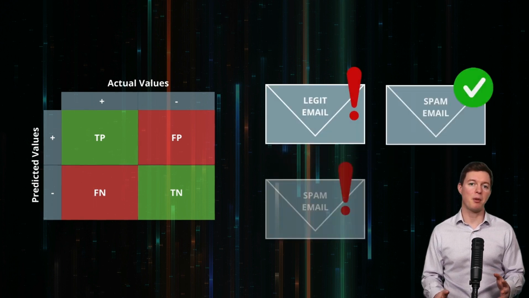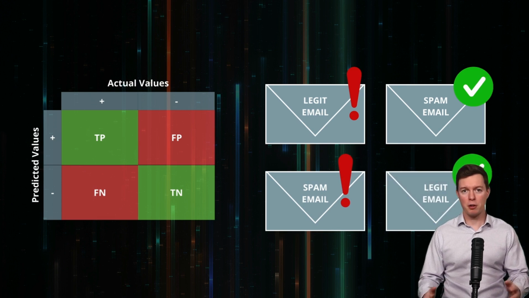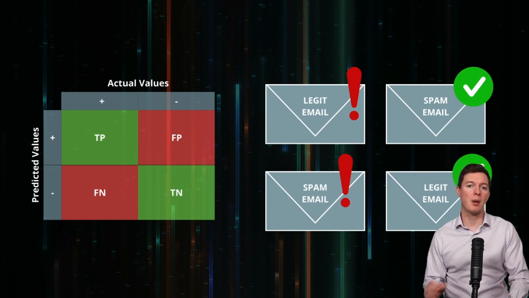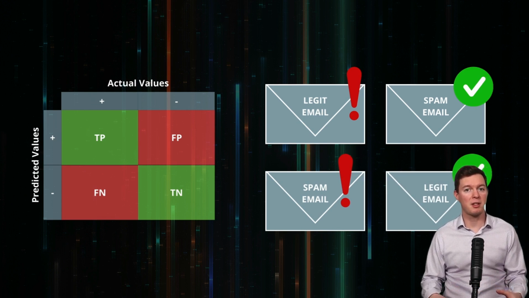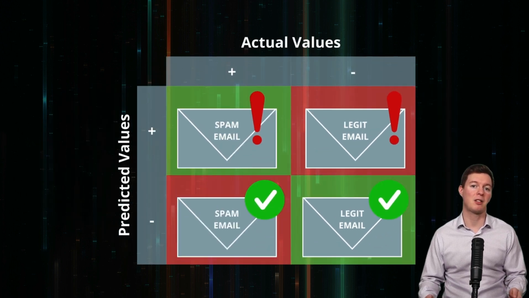Let's take the example of spam filtering. A confusion matrix could help you evaluate how accurate the spam filter is. You place the results of your true positives, false negatives, etc. onto the matrix to see how accurate it was.